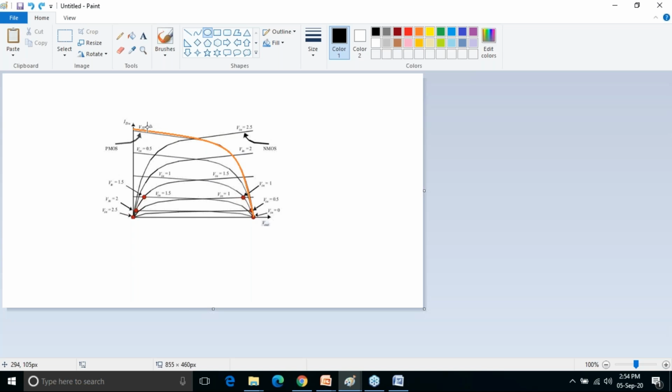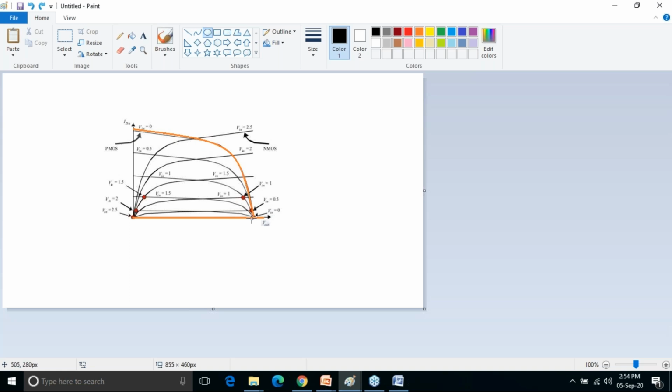Okay, are you able to see? Hope things are clear. Now you just need to highlight where NMOS is having input 0. So where is it? That is here: NMOS is having the graph or current when input is 0.